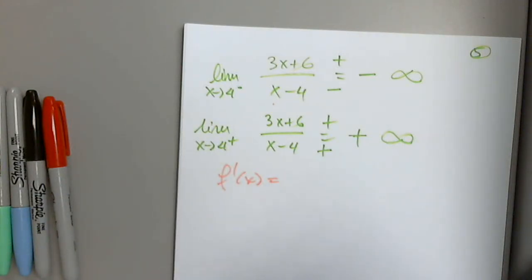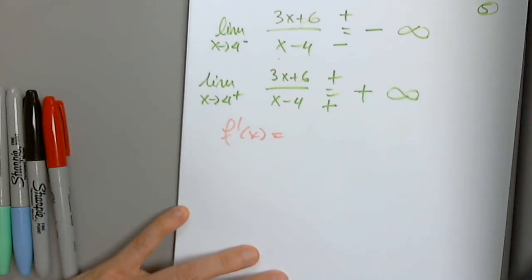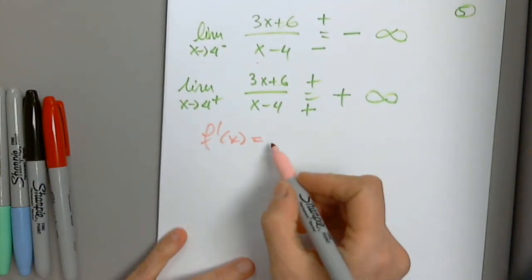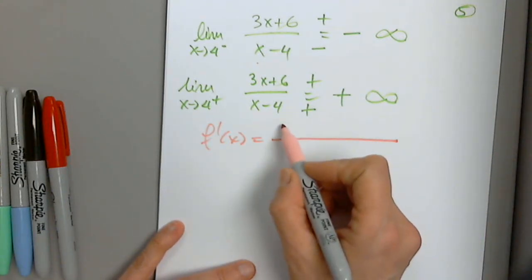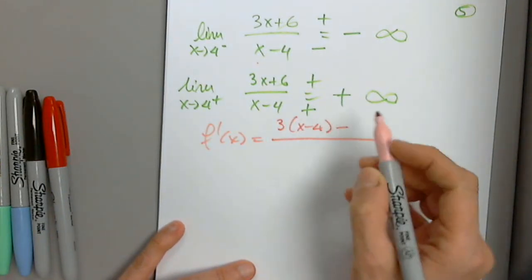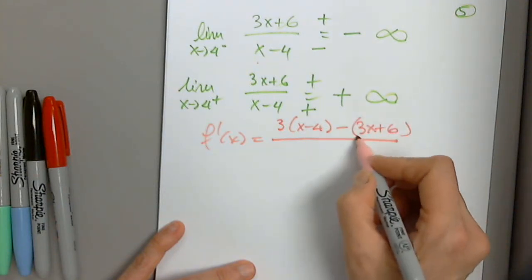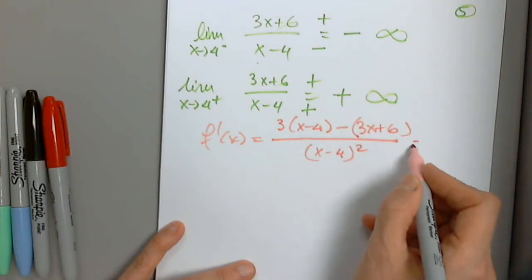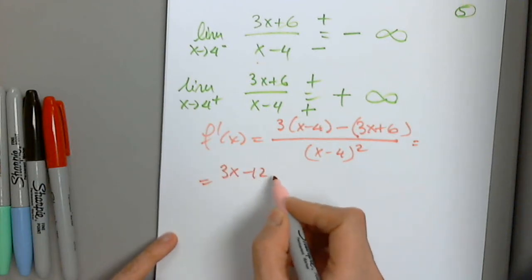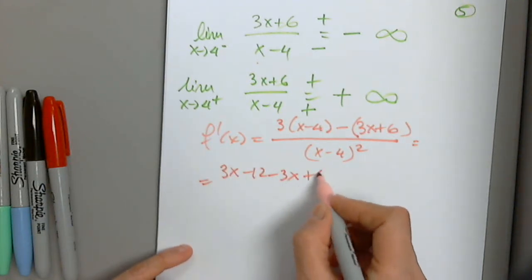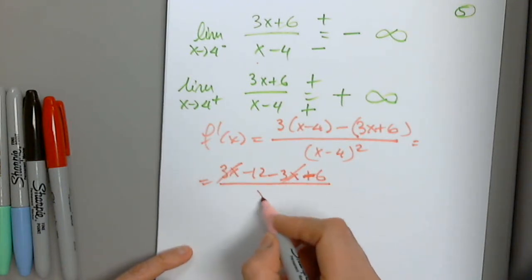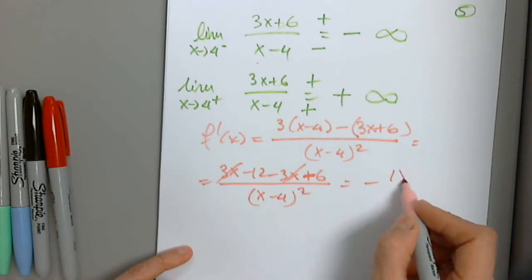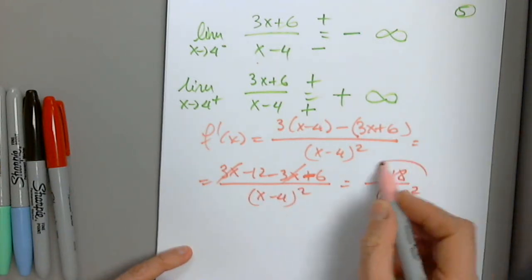Do we have the first derivative? Yes. Very possible. So the top is 3 times (x minus 4) minus (3x plus 6), over (x minus 4) squared. So 3x minus 12 minus 3x minus 6. -18 divided by (x minus 4) squared. So -18 over (x minus 4) squared.